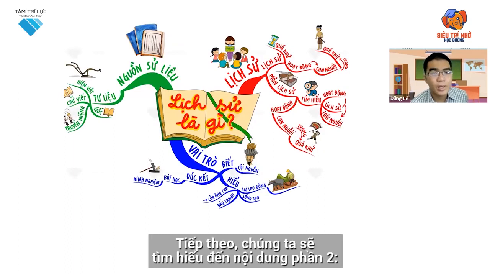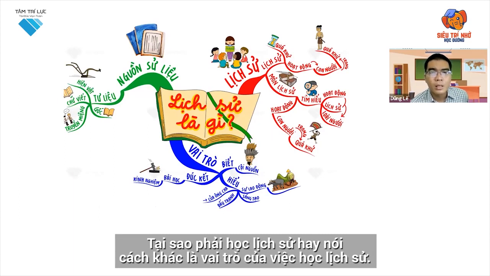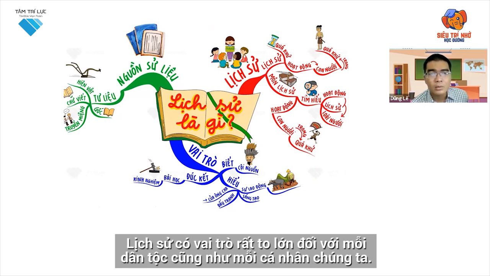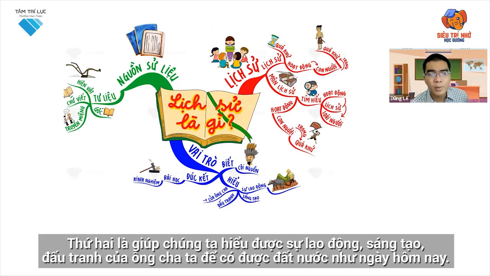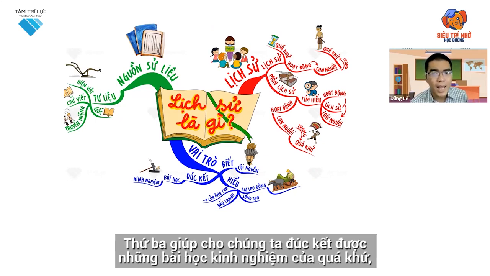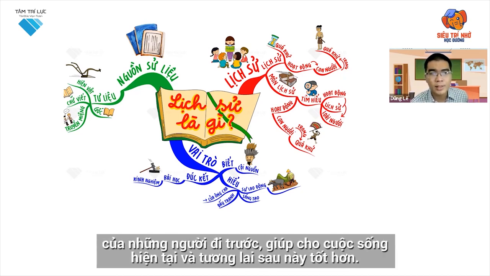Next, we move on to part 2. Why should we learn history? Or it is another way of saying the objective of learning history. History plays a huge role for each nation as well as each of us. First, learning history helps us know the origin of ancestors, homeland, country. Second, it helps us to understand how our forefathers had to work, create and struggle to build the country today. Third, it helps us learn experience from the past, from the predecessors, helping our life at present and making it better in the future.